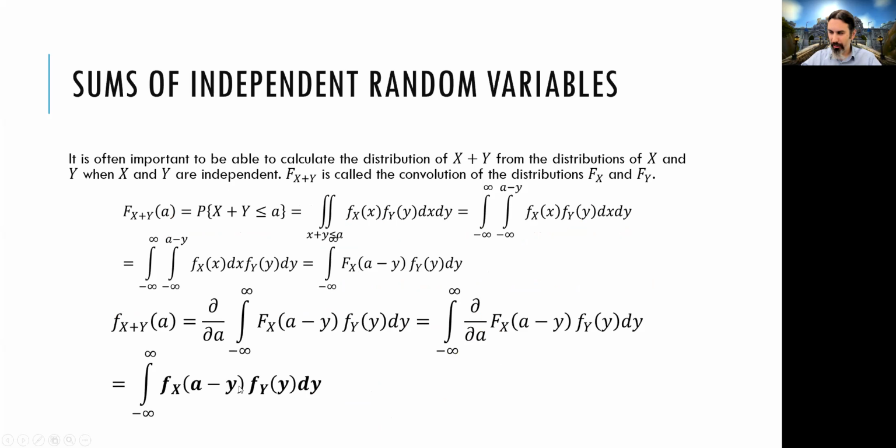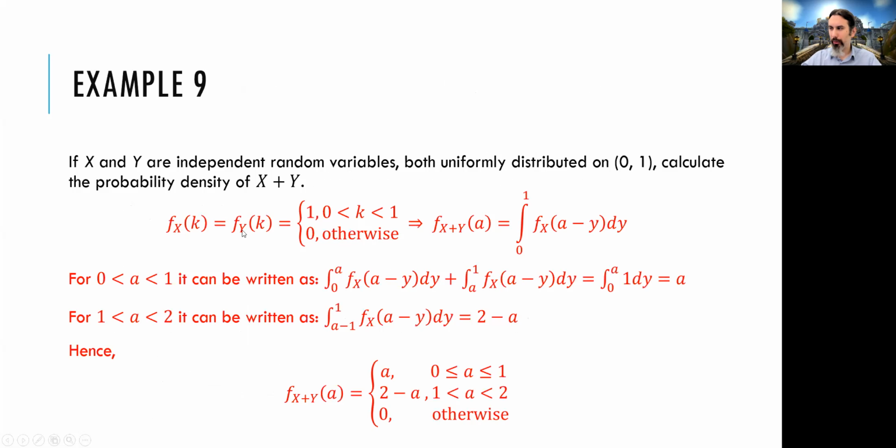And in this formula, we have f_X(a minus y) and f_Y(y). We already know that f_Y(y) is 1, because we know it here. It's 1 when it's between 0 and 1. So we're going to assume that y is between 0 and 1 anyway. So it's 1. Over here, though, the first part is still there. So we have to integrate from 0 to 1, f_X(a minus y) dy.